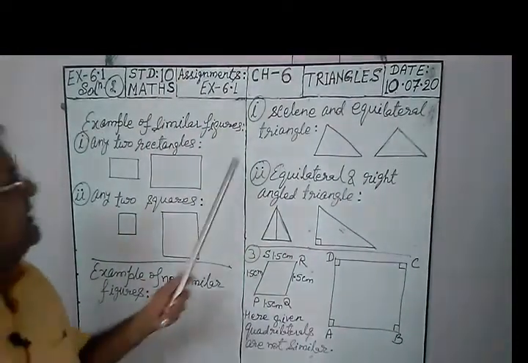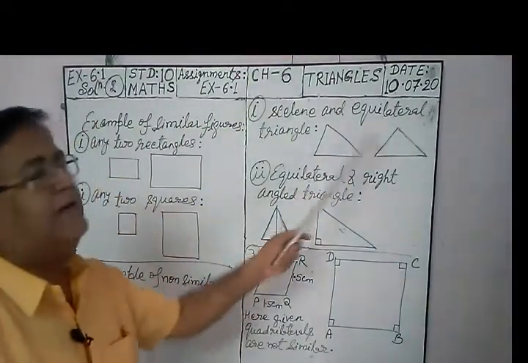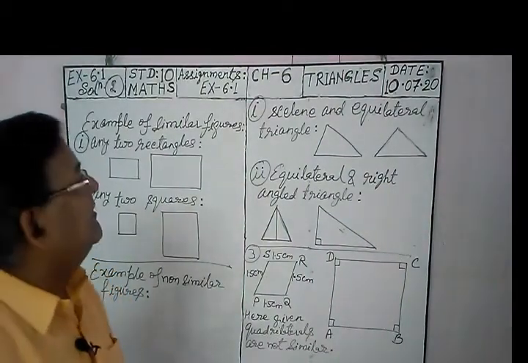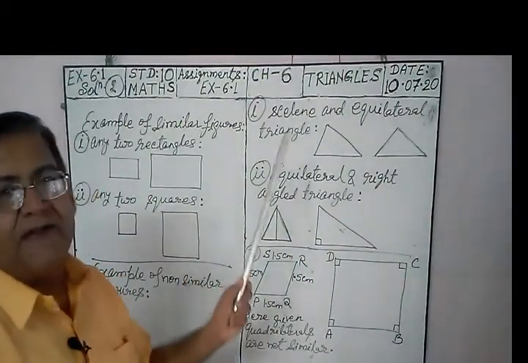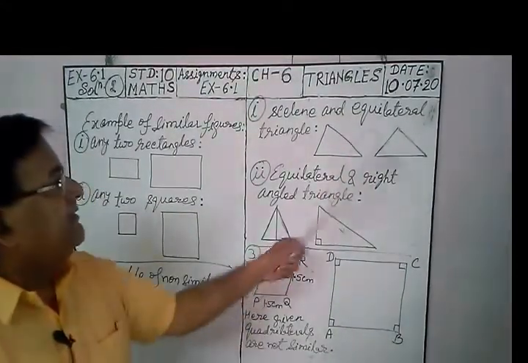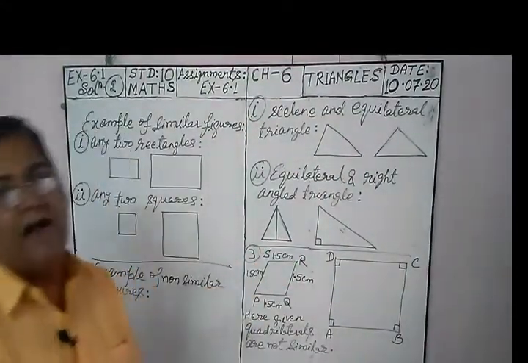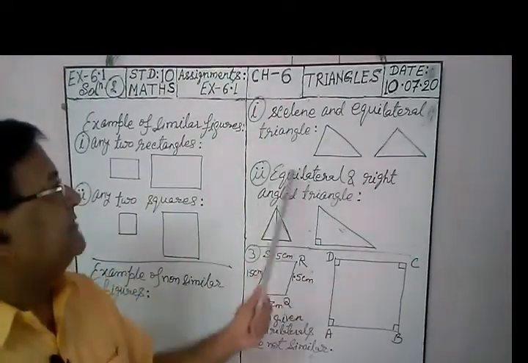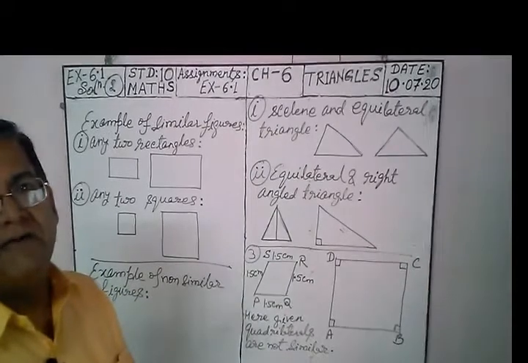First is a scalene and an equilateral triangle. They are never similar because in the scalene triangle all the 3 sides are different, and that's why all the angles are also different. Here in the equilateral triangle, sides are equal as well as angles are equal. So that's why they are non-similar.